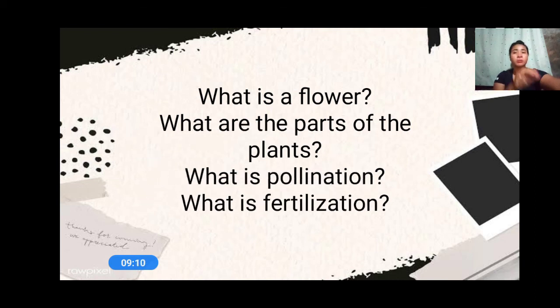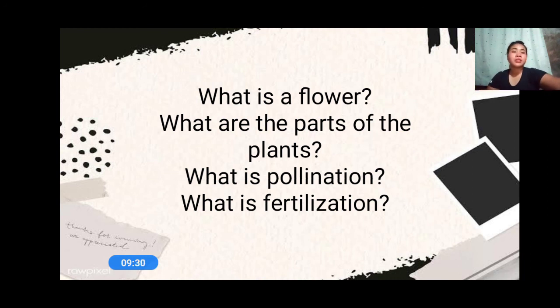Very good. So pollination occurs when pollen grains of one flower reach the stigma of another flower, while fertilization happens when a sperm cell of a pollen grain fertilizes an egg cell, while the other cell combines with a cell called endosperm.